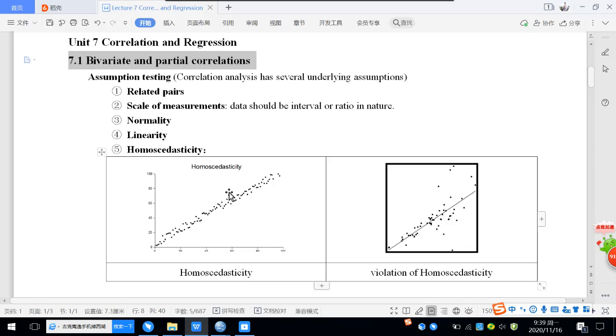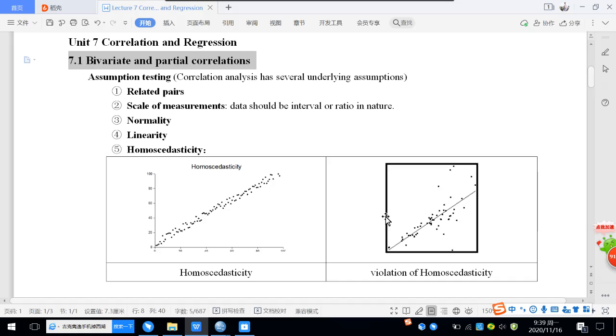The third assumption is that the data can be considered as normal. So that means the data is approximately normally distributed. Also, the fourth is linearity. Linearity means when one variable increases, the other variable increases proportionally. So that is number 4, linearity.